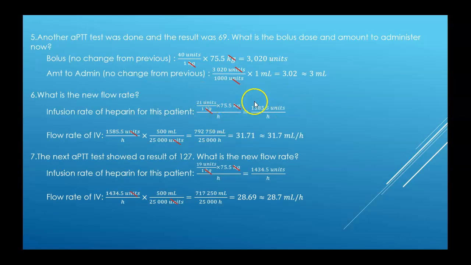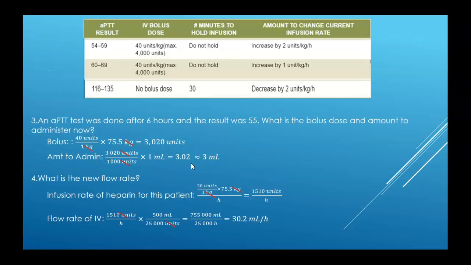Multiply by kilogram, we get our units per hour. So then we take our units per hour, multiply by our on hand, inverted, and that gives us our flow rate of 31.7 milliliters per hour. The next test, we get a result of 127, which is between 116 and 135.